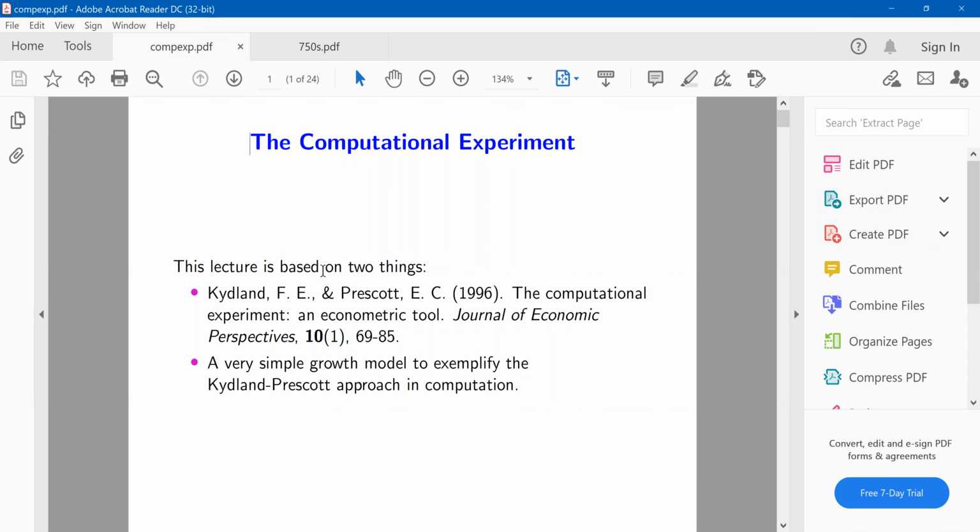Okay. So the lecture is based on these two things. You should read the paper if you haven't read it yet. And then there is this very simple growth model that I will use in today's lecture. Okay.